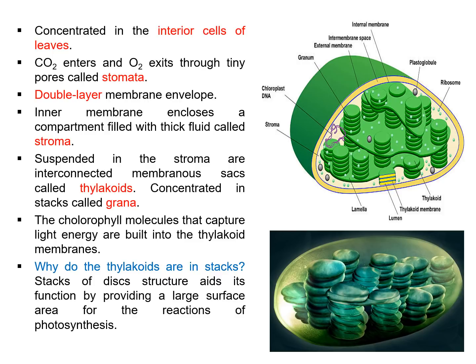Back to the question again. What makes the thylakoids, when they are in a stack, perform well and effectively in photosynthesis? This is because stacking of thylakoids will increase the large surface area for the reaction of photosynthesis to take place.